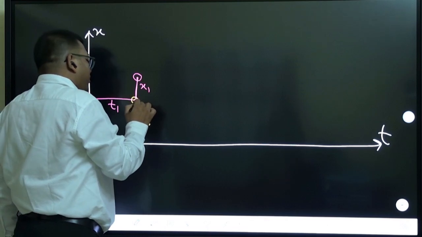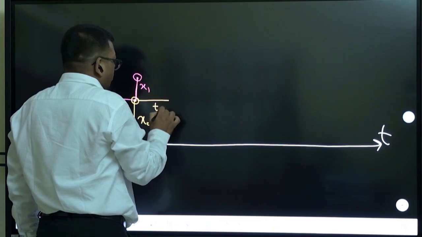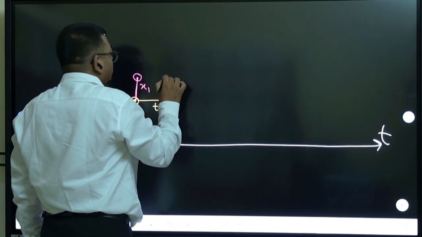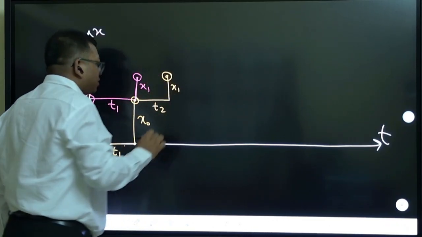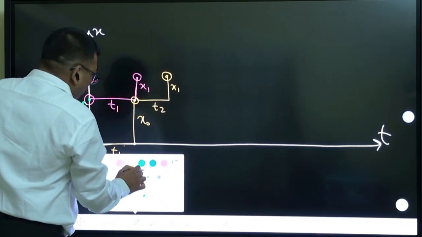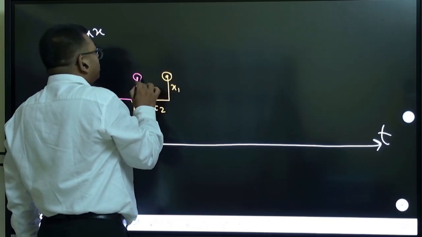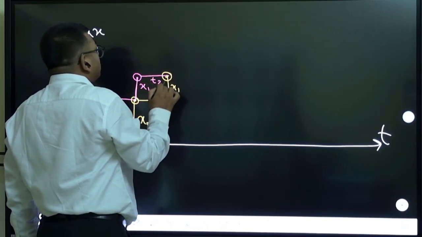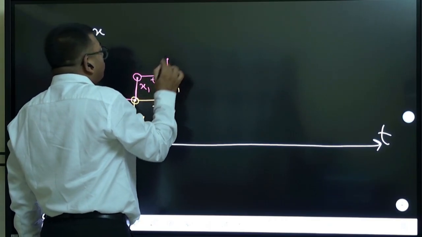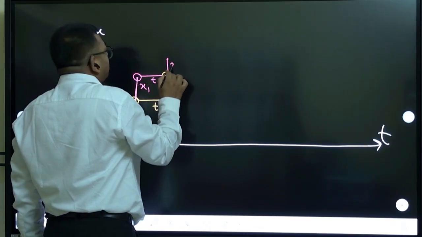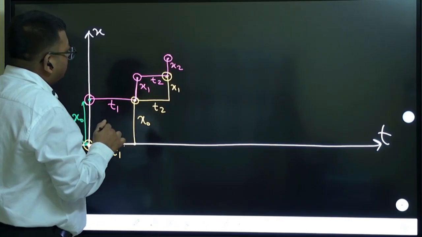Now the hare will try to overcome this x1 in time t2. In time t2 it will overcome this same distance x1, so it will come here. But in the same time t2, the tortoise will move forward a distance of x2 like this. So you can see that this type of graph will happen.